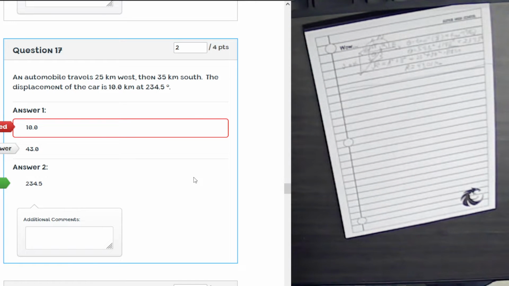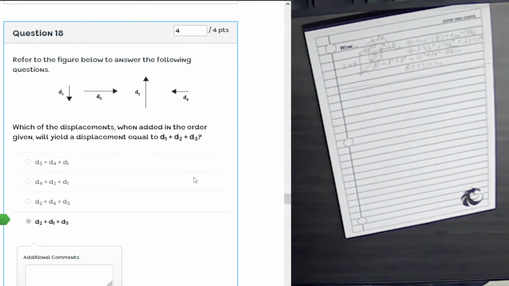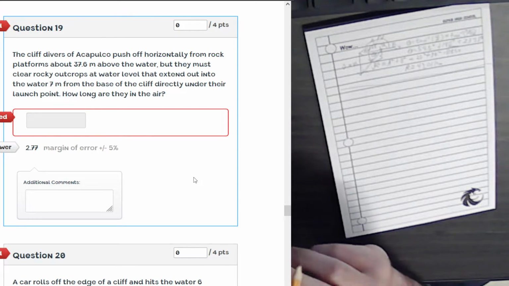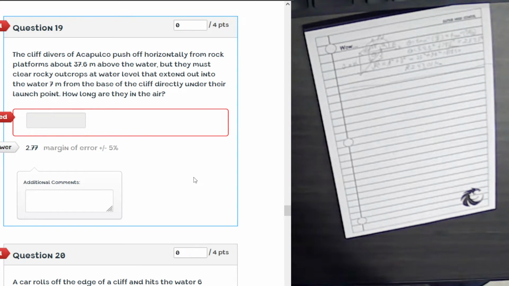Alright, let's see, what else we got? We got 18, 19 is an answer. Okay, so 19 says, the cliff divers of Acapulco push off horizontally from rock platforms about 37.6 meters above the water, but they must clear rocky outcrops at the water level that extends out into the water about 7 meters from the base of the cliff, directly underneath their launch point. How long are they in the air?